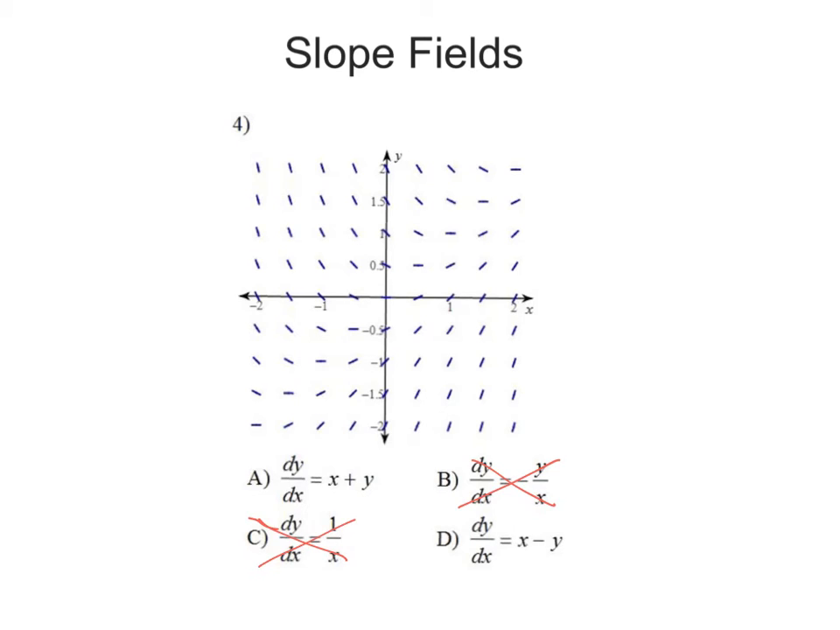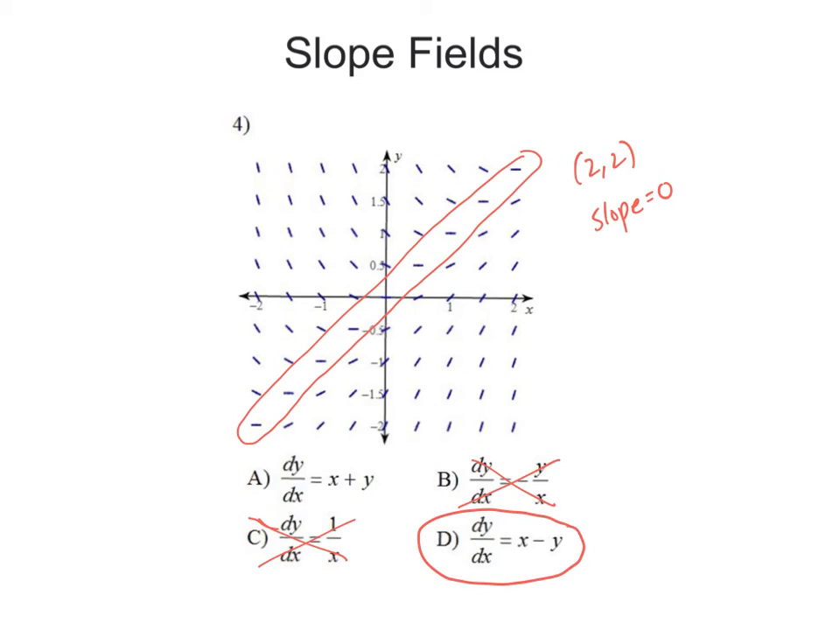So just pick some points, and let's look at this diagonal right here. When x and y are the same, I appear to be getting 0. At 2, 2, my slope is 0. So that right there is enough to tell me the answer. If 2 and 2 gives me 0, then the equation that's going to make that happen is x minus y.